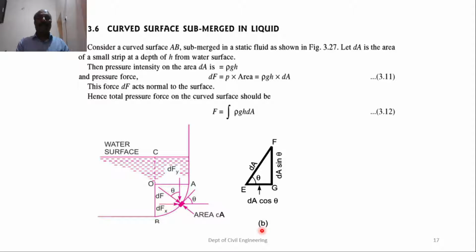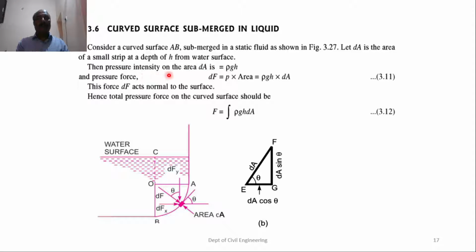Curved surface submerged in liquid. Consider a curved surface AB, submerged in static fluid as shown in the figure. Let dA be the area of the small strip, at a depth of H from the water surface.